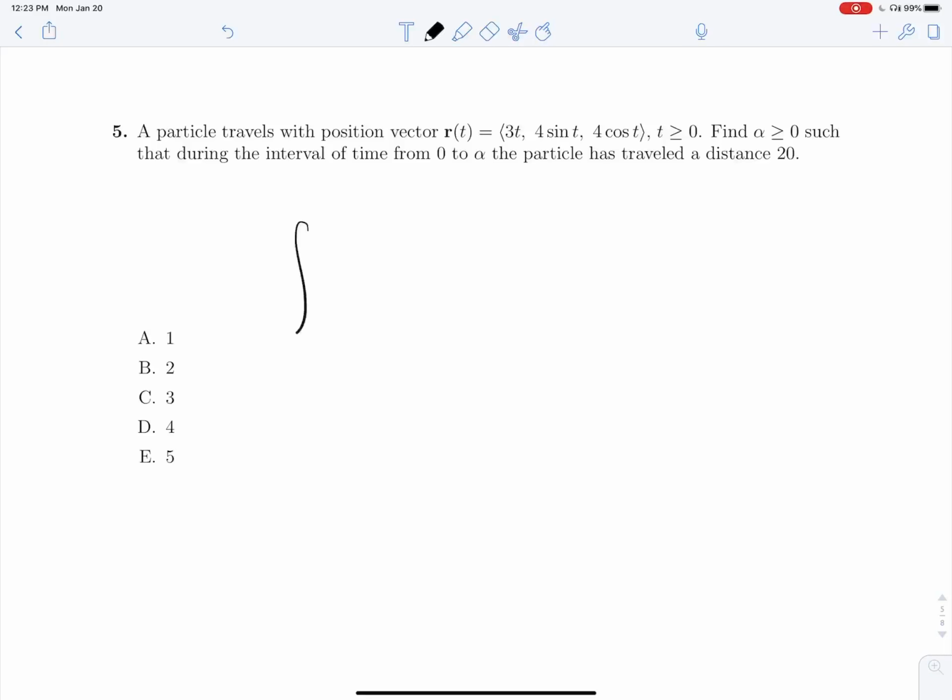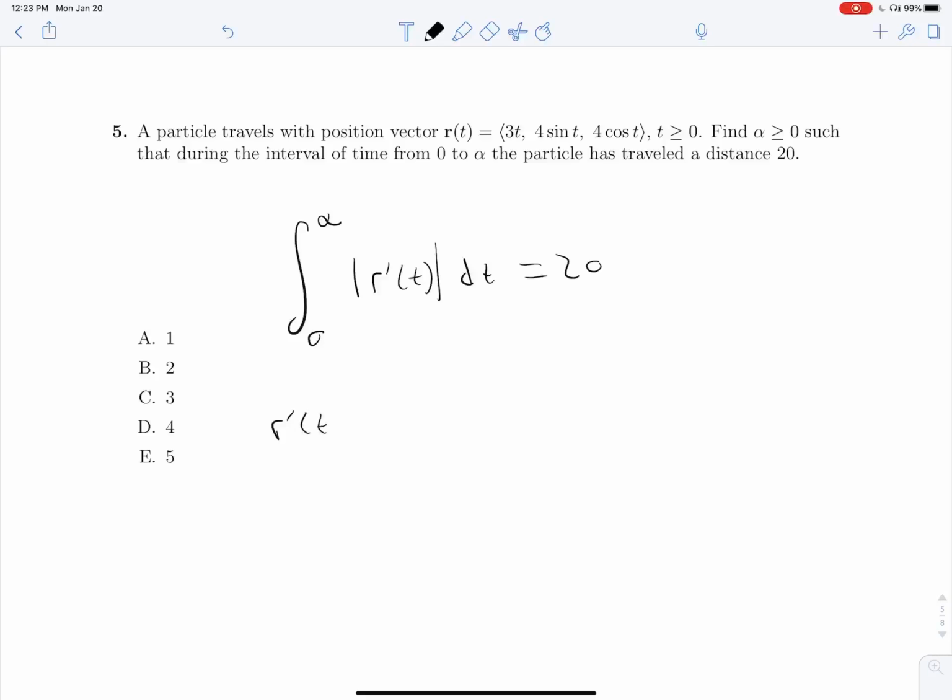And we know in the end that the integral we're going to be taking, and I'll use alpha, why not, is going to be an integral from 0 to alpha of the magnitude of r prime of t dt. And we need this to equal 20. So let's find these things.